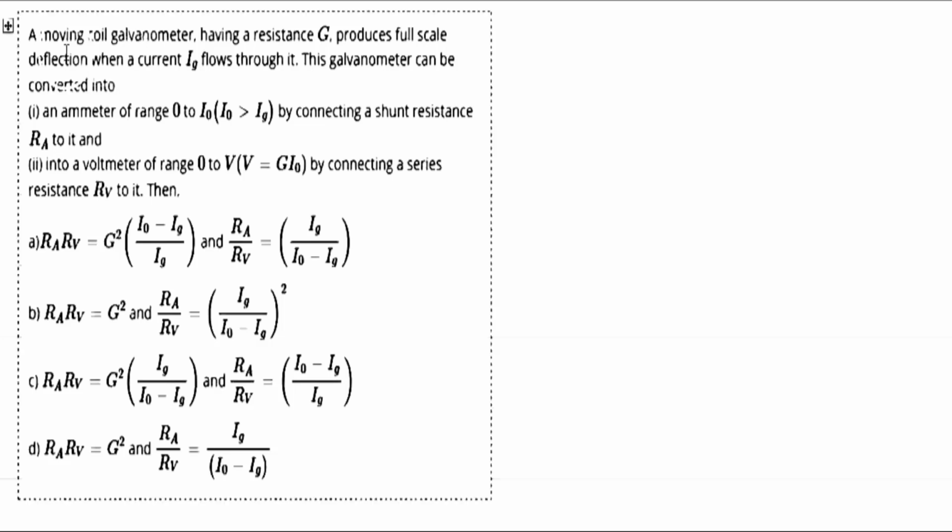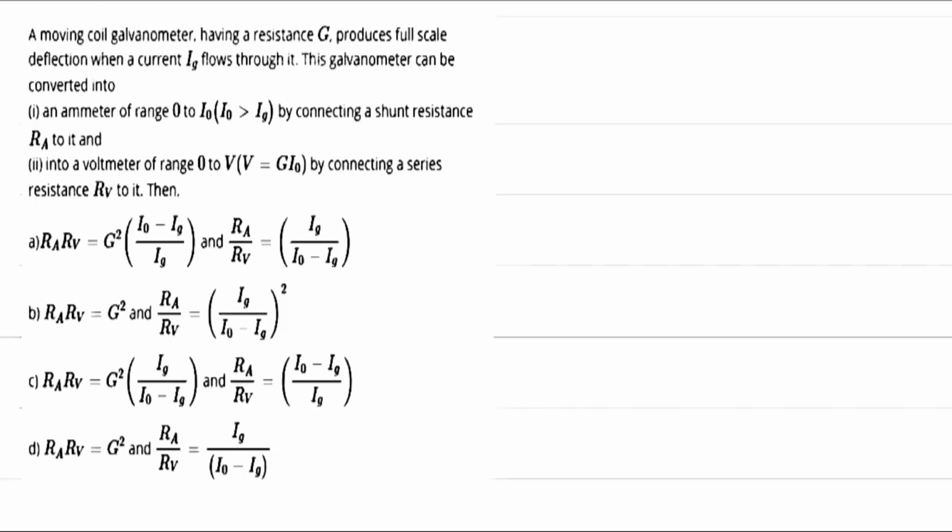Hi guys, the question for today is: a moving coil galvanometer having a resistance of G produces a full-scale deflection when current Ig flows through it. This galvanometer can be converted, first, into an ammeter of range 0 to I0, such that I0 is greater than Ig, by connecting a shunt resistance of Ra to it.